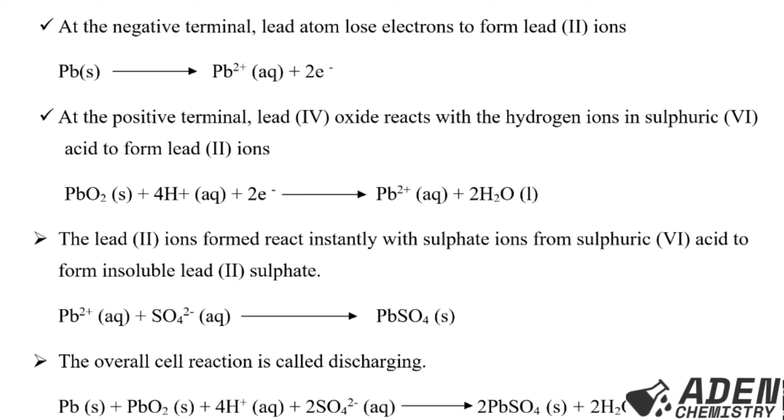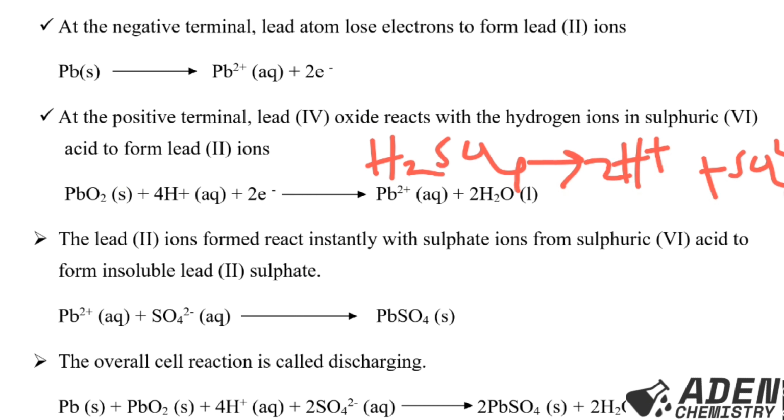So we're saying next, the lead(II) ions formed react instantly with sulfate ions from sulfuric(VI) acid to form insoluble lead(II) sulfate. Remember, sulfuric acid is written H2SO4. So when it dissociates, it produces hydrogen ions and also sulfate ions. We are told these hydrogen ions reacted with the lead(IV) oxide to form lead(II) ions. So the remaining sulfate ions will react with the lead(II) ions formed to form insoluble lead(II) sulfate.